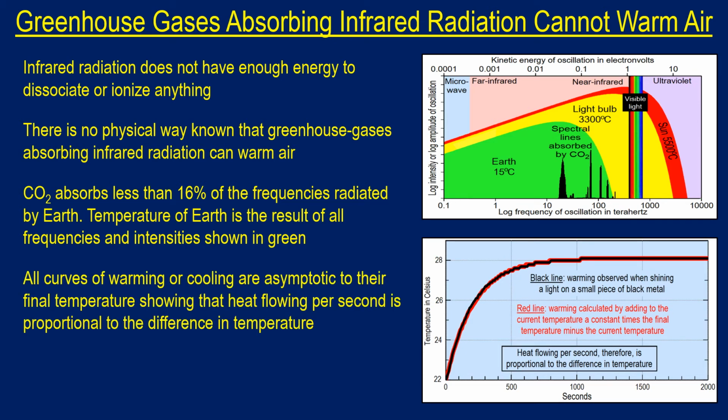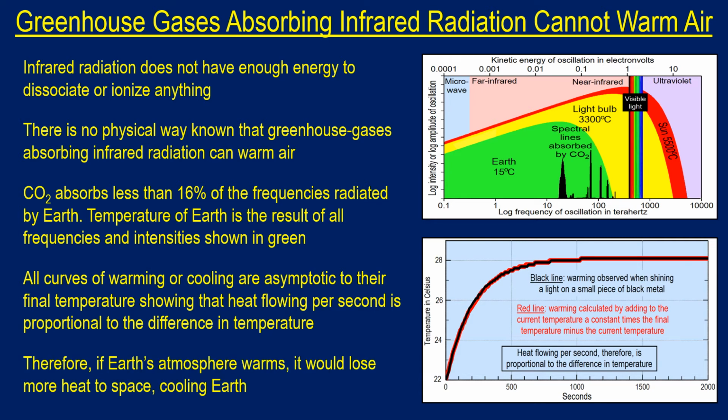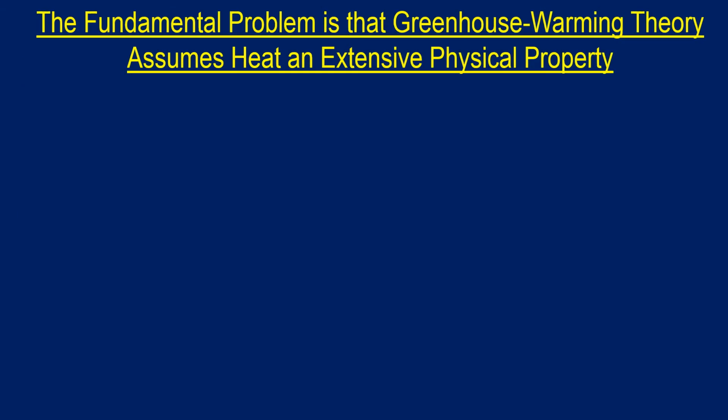All curves of warming and cooling are asymptotic to their final temperature, showing that heat flowing per second is proportional to the difference in temperature. Therefore, if Earth's atmosphere warms, it would lose more heat to space, cooling Earth. To understand the fundamental problem with greenhouse warming theory, we need to look at the differences between physical properties that are either extensive or intensive.